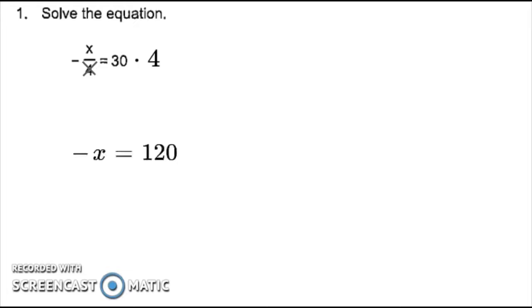30 times 4 is 120. Now we just change the signs to make it a positive x, so positive x equals negative 120. And that's your answer for number one.